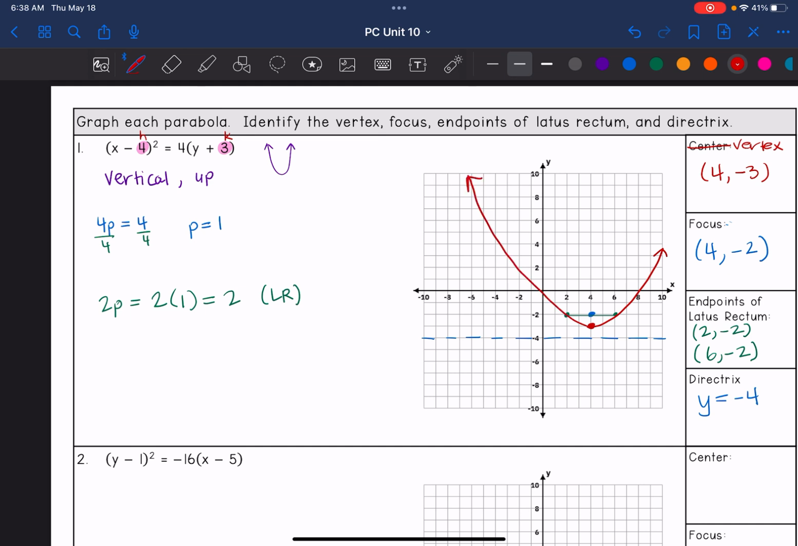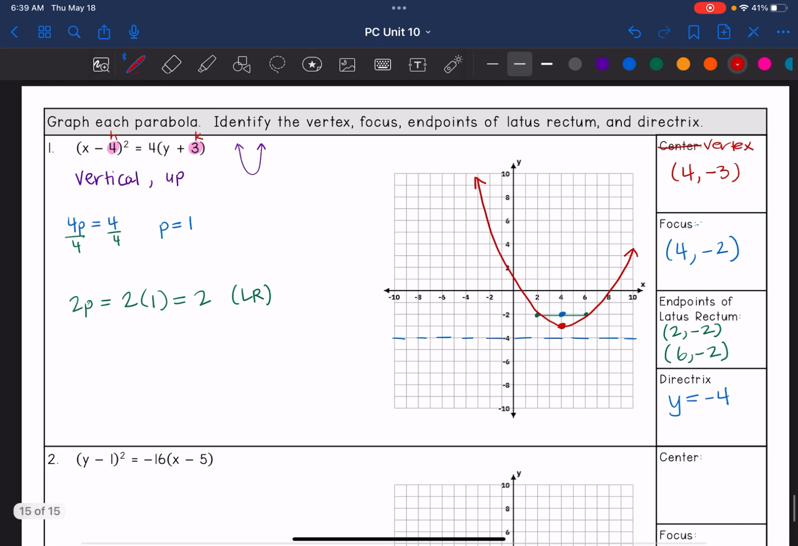Okay, so one side of our graph was bigger than the other, so that's why it looks kind of lopsided, but I promise that's kind of close enough. Actually, I'm going to do that a little bit better. I think it's more like that. Okay, and that's our parabola. Let's try the next one.